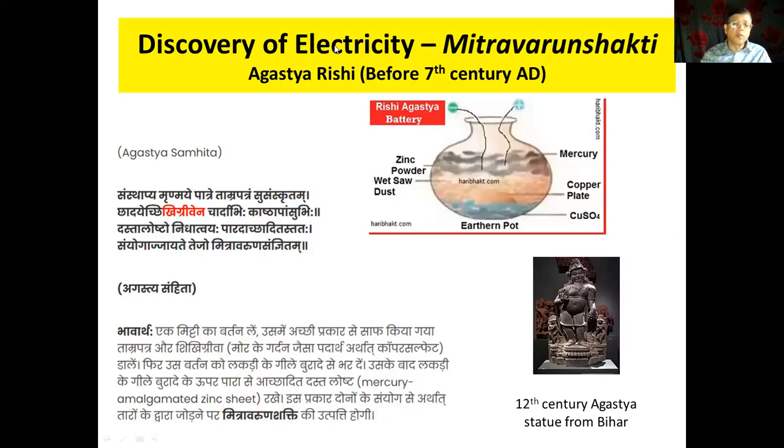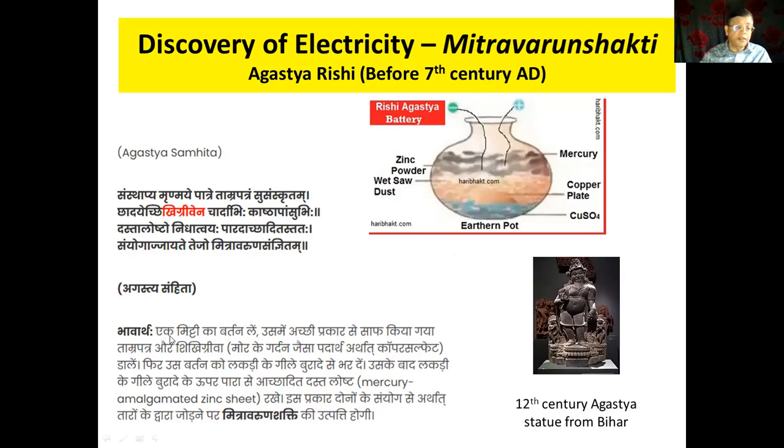There is a book called Agastya Samhita, written by the Rishi Agastya, and it is probably before the 7th century AD. That is the time. And in this shloka here, Agastya tells about how to make a battery.